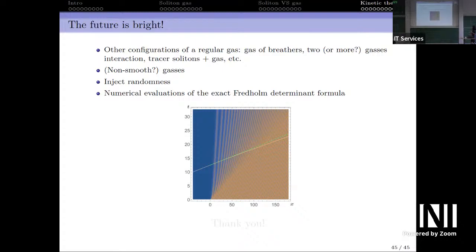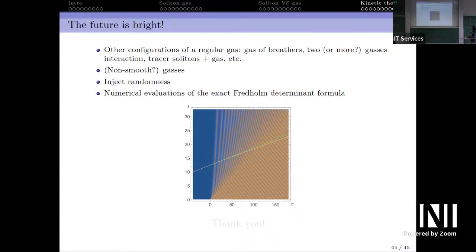Here I mentioned non-smooth gases. When we take the limit as n goes to infinity, we assume some strong conditions on the norming constants, the way we were scaling them, and the existence of this function R that was appearing in the limit. So what happens if R is not so nice, or if the norming constants are not scaled like 1 over n? Maybe we're going to have more of a fractal gas. Who knows? I'm just saying random words over here.